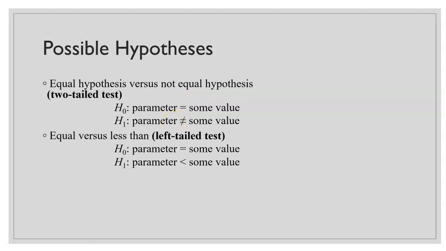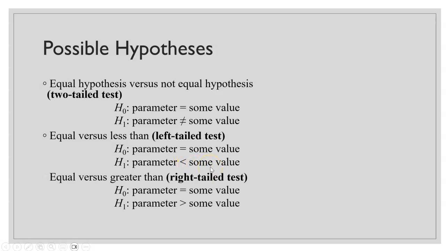Now, you can also have what's called a left-tailed test, and this is when your null hypothesis is that the parameter equals some value. That's always going to be your null hypothesis, but your alternative hypothesis is going to change. And in the left-tailed test, your alternative hypothesis is that the parameter is less than some value. And then vice versa, you can have a right-tailed test. Your null hypothesis, again, is a statement of no change, so your parameter equals some value. But your alternative hypothesis this time is that your parameter is bigger than some value. And when bigger than, it goes to the right. So that is a right-tailed test. Less than goes to the left, so that's a left-tailed test.